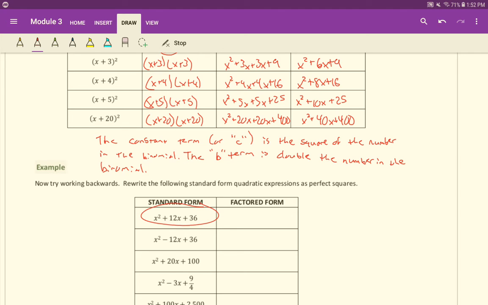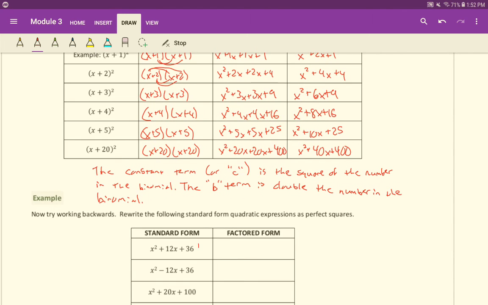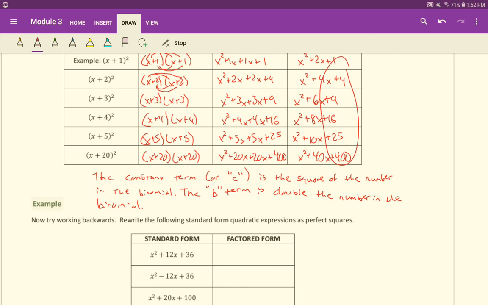So we're already told that all of these here are perfect squares. Now we just need to write their factored form. So let's work backwards. Okay, so again, here we see that 36 is our c term. Remember that all these c terms here, they were perfect squares of our original numbers here. So what squared gives you 36? The answer is 6.